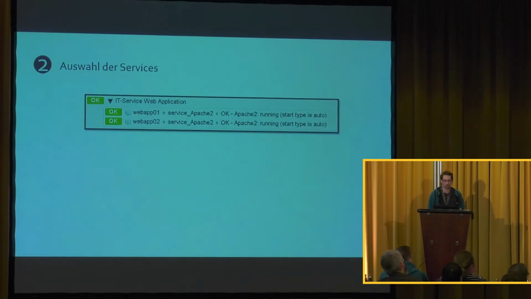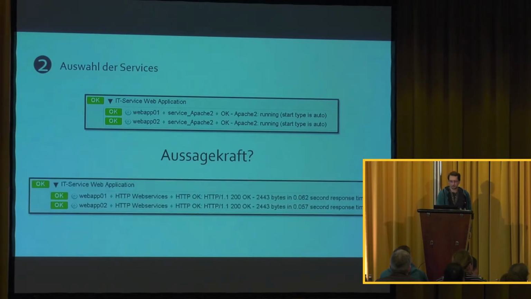Again, we also thought about what kind of services are relevant for availability. And for example, when it comes to services, what does that mean? As an example right here, we have a web application and we have the service Apache 2. And we were thinking, what is it like if this service is running? What does that tell the end user? Can he use the system if the service is running? If a service is on, it doesn't mean that the user can even work with it.